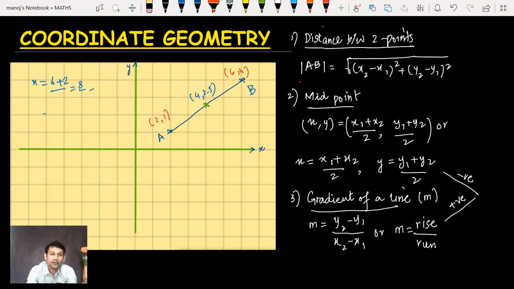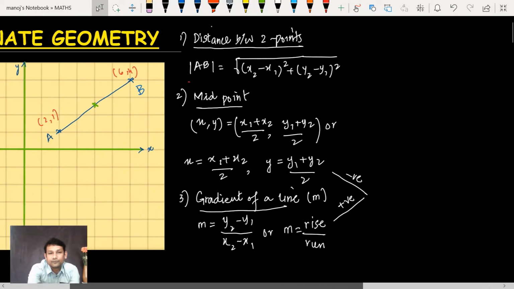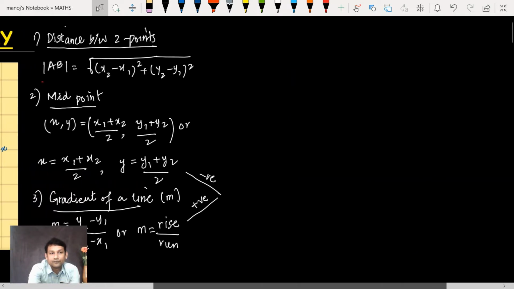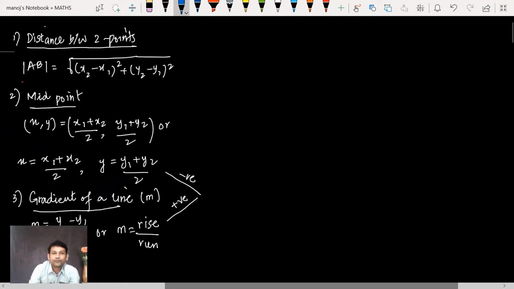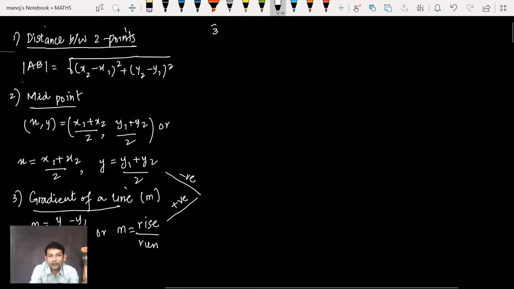Now, after distance between 2 points, the midpoint formula and the gradient, we have some properties to use here. This I want to write here. Okay. Third formula I'm writing here. Sorry, the fourth.